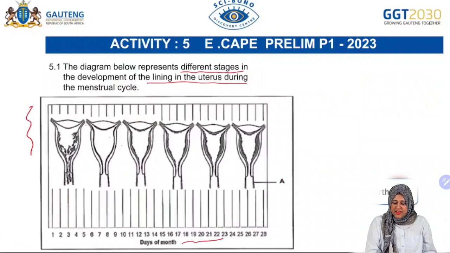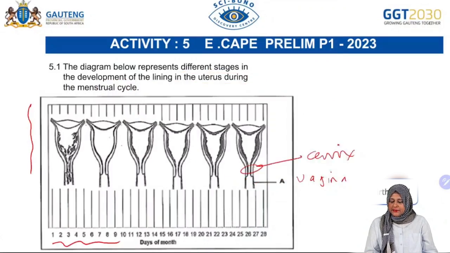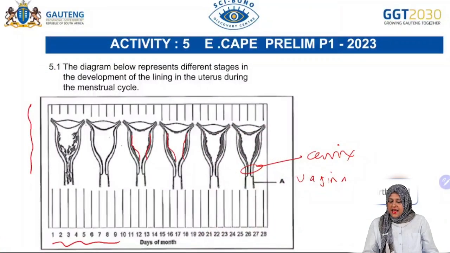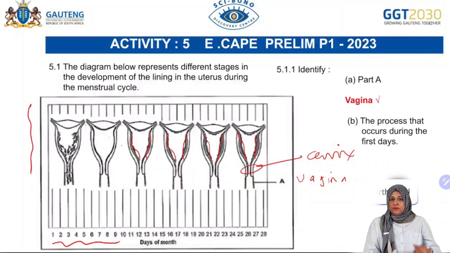And then you can see here the thickening of the uterus. So that is the endometrium becoming thicker as we're moving along here. So identify part A, which we discussed. It's the vagina. The process that's occurring in these first few days, from day 1 to approximately day 5, the shedding of the endometrium, that's menstruation. And then the ovarian hormone that is at a higher level from day 15 to day 28 is going to be progesterone. Remember to make the endometrium more thick.